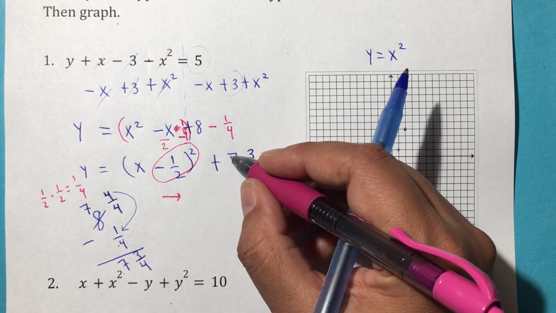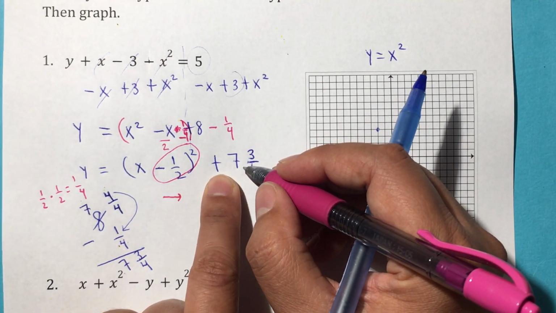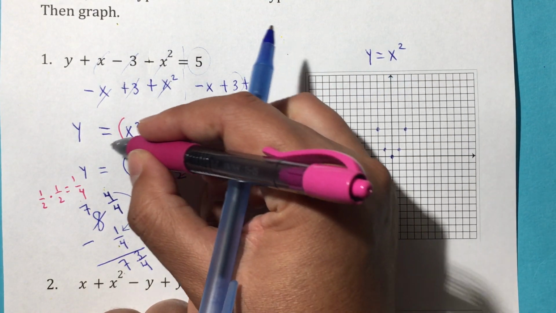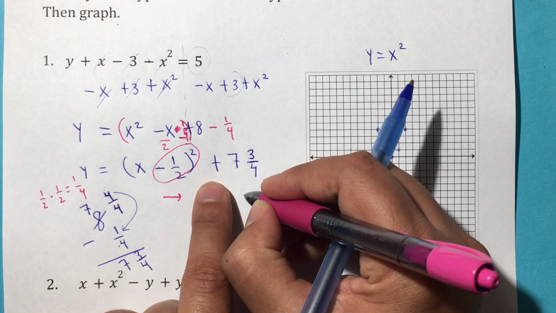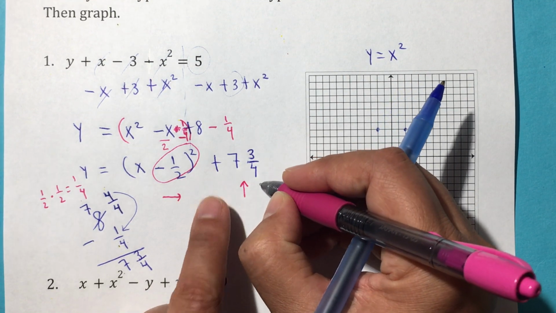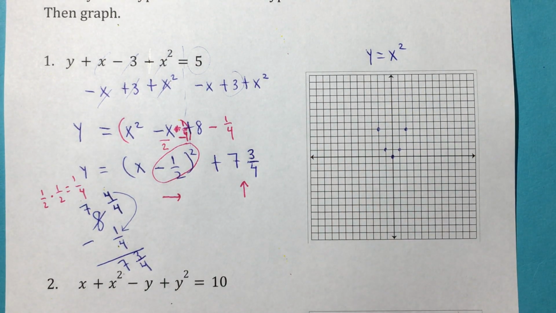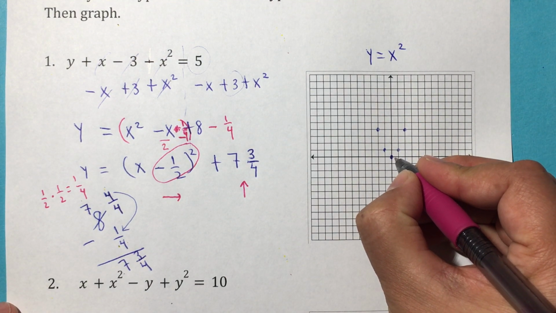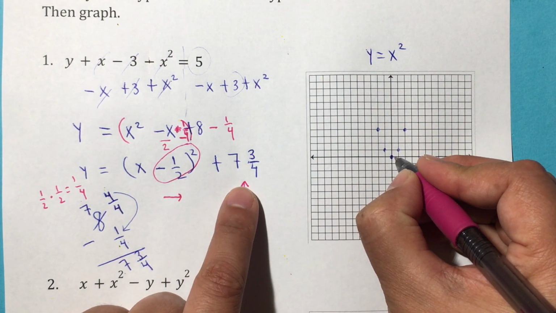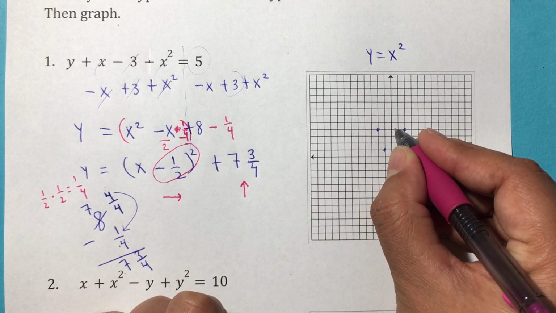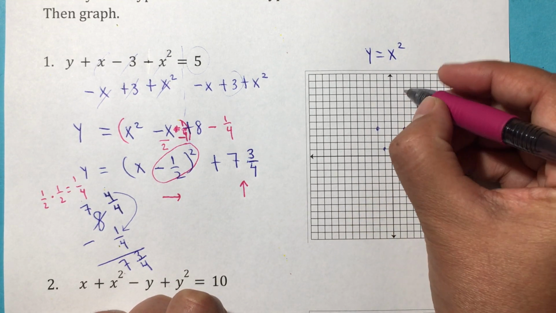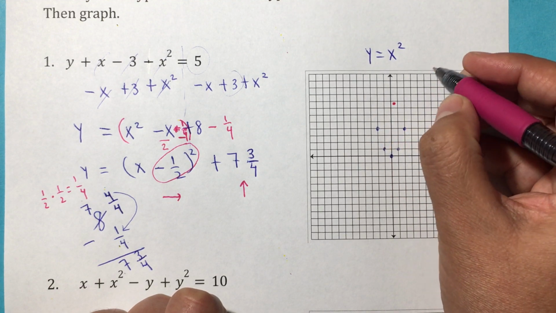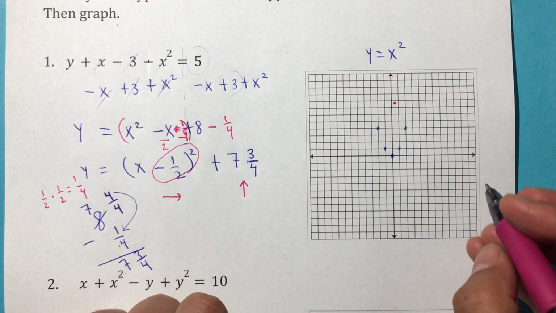For this one, you keep that sign. We don't do the opposite, and it's related to the y over here. So that means that you're going to go 7 3/4 spaces up. Okay, so for that mother graph, we're going to go half of the square, and then 7, 1, 2, 3, 4, 5, 6, 7, and 3/4 is 3 out of 4 if you cut it. So that's where the vertex is.